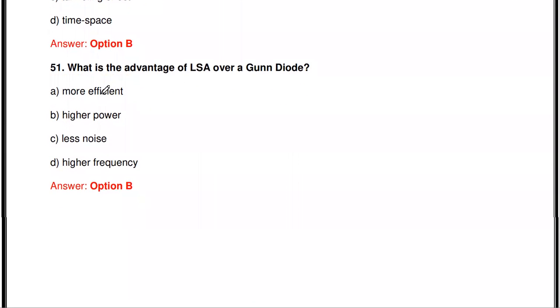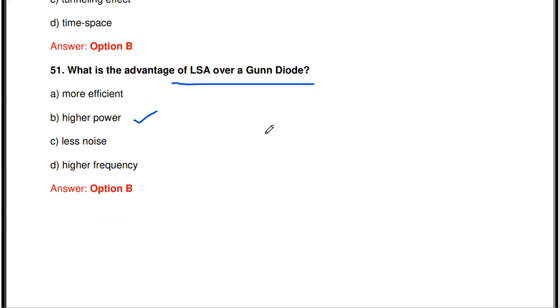The next one, what is the advantage of LSA over a Gunn diode? More efficient, high power, less noise, high frequency. High power. When compared to the Gunn diode, the LSA diode can produce higher power. So that is the advantage of LSA. LSA is also a TED device, a transferred electron device. Gunn diode is also a transferred electron device. But what is the advantage of LSA over Gunn diode? It produces higher power.